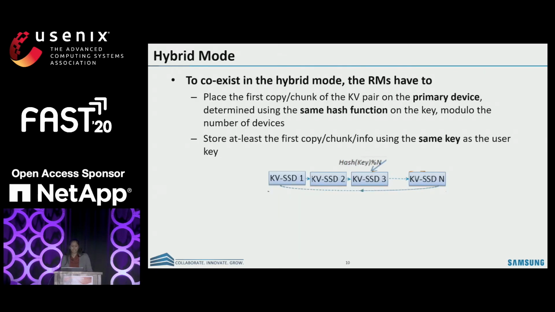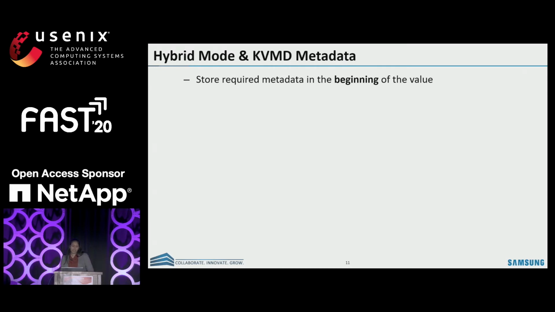So what is needed to coexist in the hybrid mode for the RMs here? We require each RM to place the first copy or chunk of the KV pair on a primary device. Every KV has its primary device decided by the same hash function, and it needs to store that first copy or chunk using the same key as the user key. So that device's primary information will be stored in its primary device.